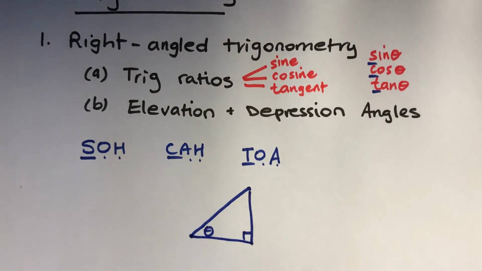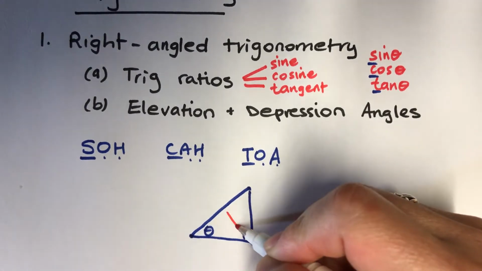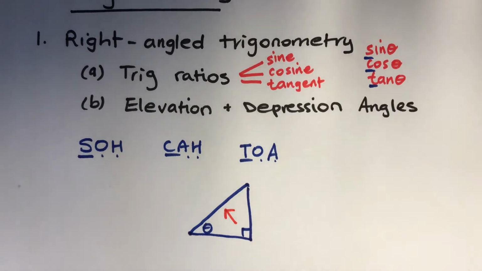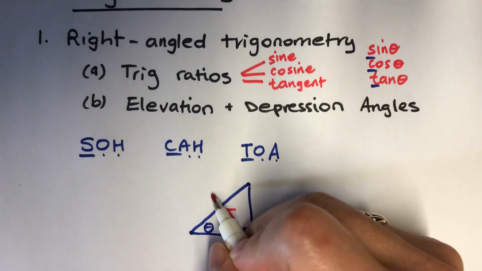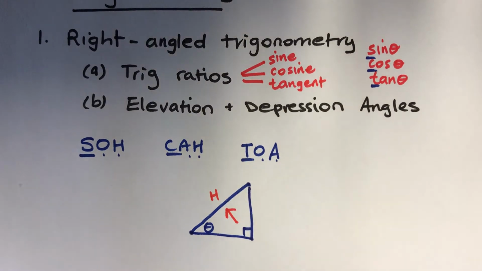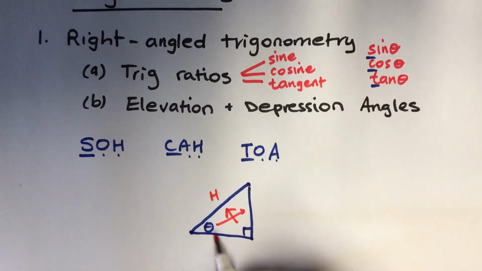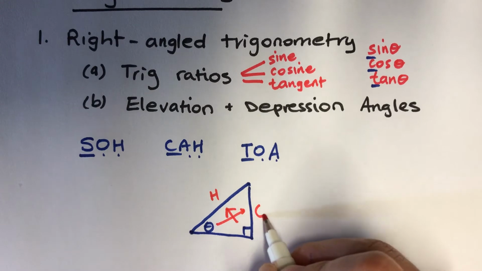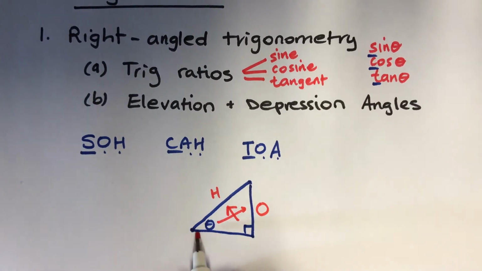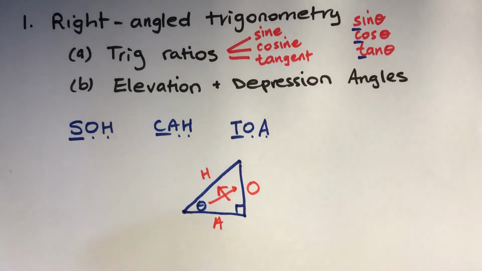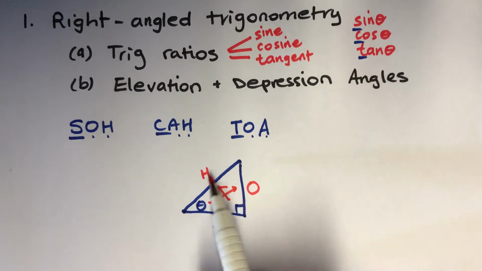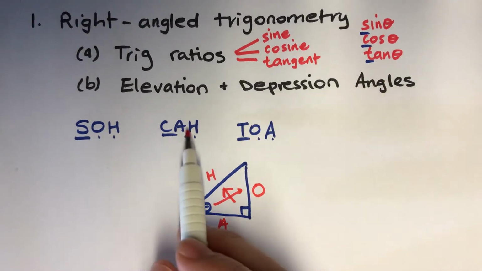Do you remember, the side opposite to the right angle, which is the longest side of the triangle, is the hypotenuse. And then the side opposite to the angle is the opposite. The only line with two angles on it is the adjacent. So you need to remember all three sides, and these sides are these ones.